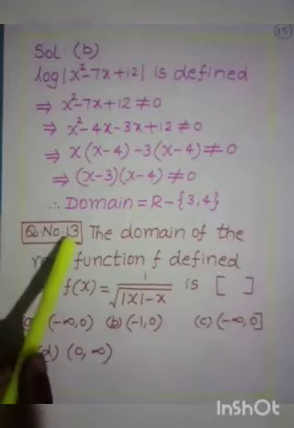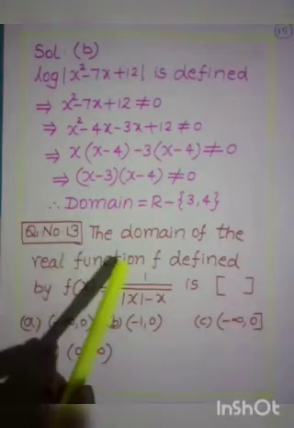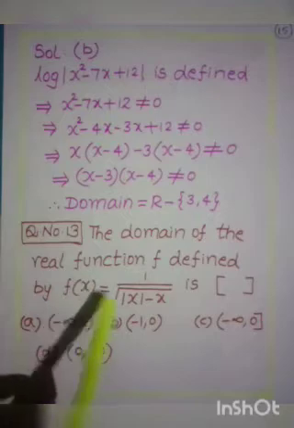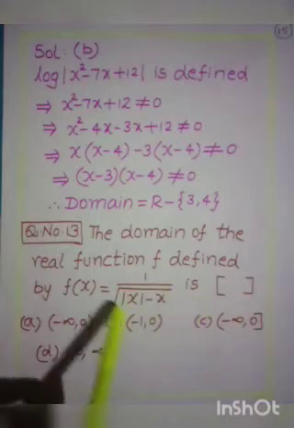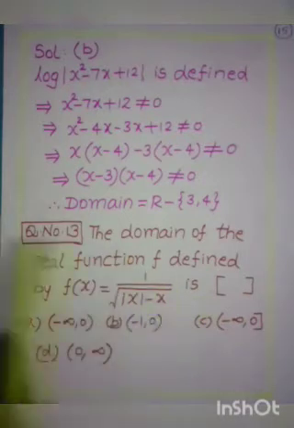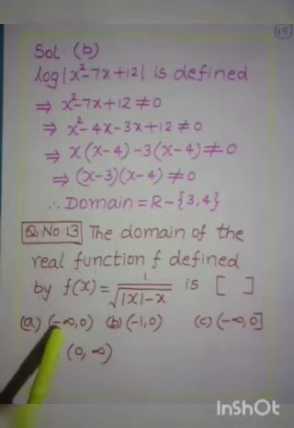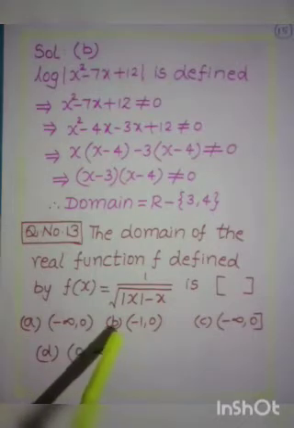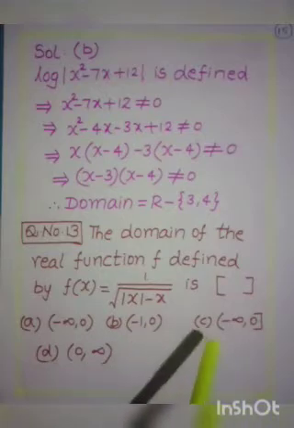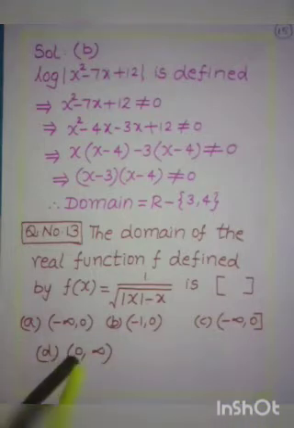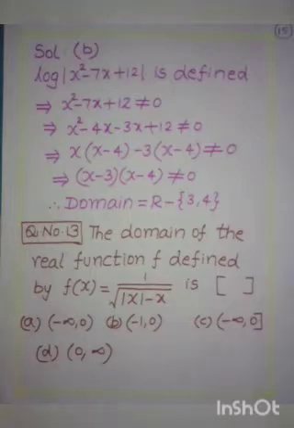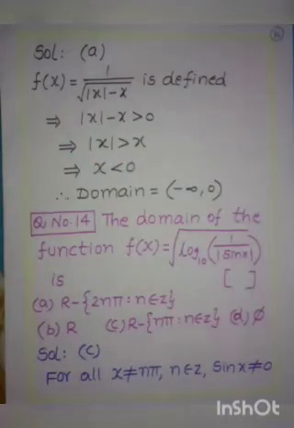Now come to question number 13. The domain of the real function f defined by f of x is equal to 1 by square root of mod x minus x is. Here also we have to find the domain of this function. Option A, open interval minus infinity comma 0. Option B, open interval minus 1 comma 0. Option C, minus infinity comma 0 closed interval. And option D, 0 comma infinity. Understood, my children? This question is also based on finding the domain of a given function.